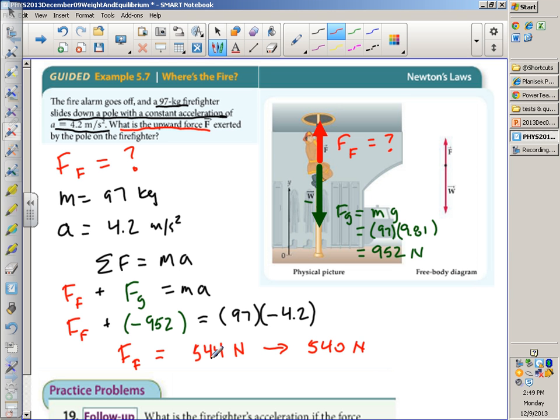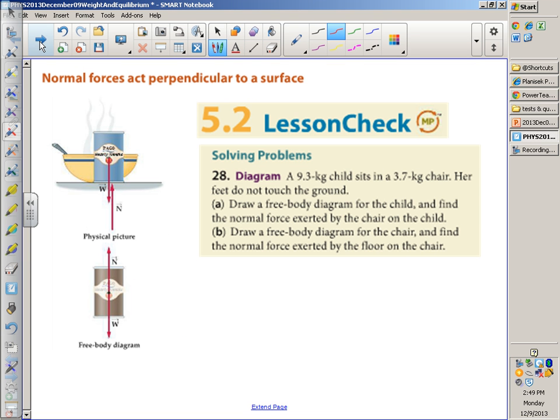And again, just to make sure we're consistent, this came out as a positive number. Should it come out as a positive number? Yes, because it's pointing which way in our picture? Up. Also, how big is it compared to the gravitational force? Smaller. And that's good because which way is the acceleration occurring? Downward. So we should have a bigger downward force than upward force. All right, good there? Okay. One last thing before we take off here.